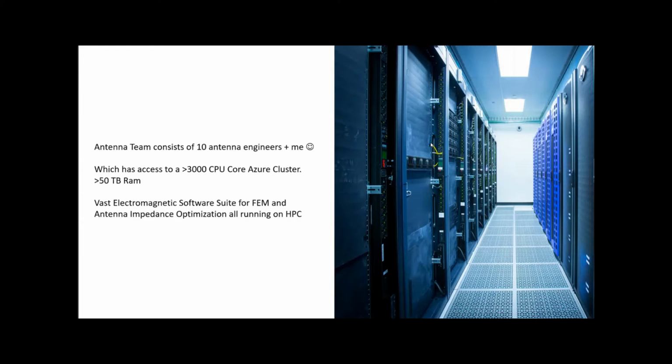But now we're using a 3,000 core Azure cluster. So we have three different clusters connected together, and they're spread out between the east and the west coast of the United States. Very powerful Intel CPUs in there. Up to 50 terabytes of RAM is available to us. We can use that any way we want.